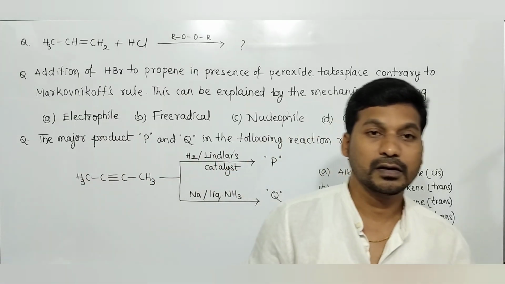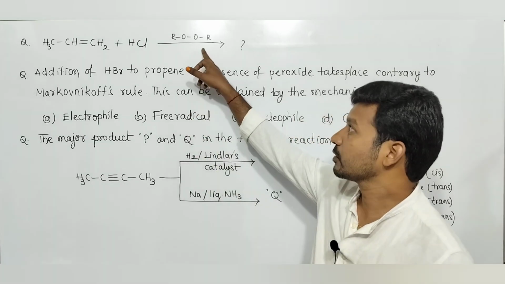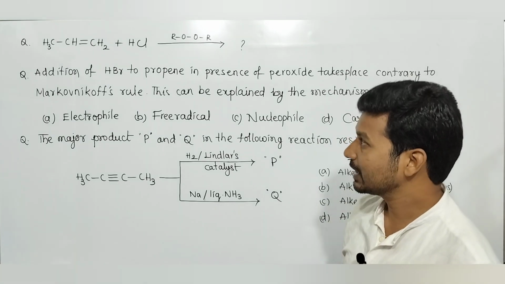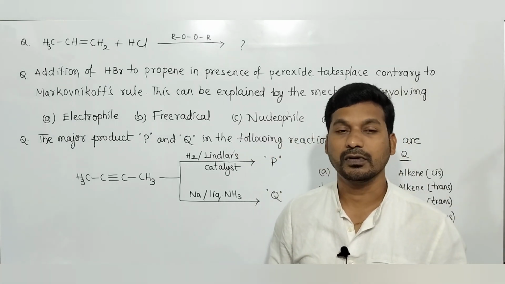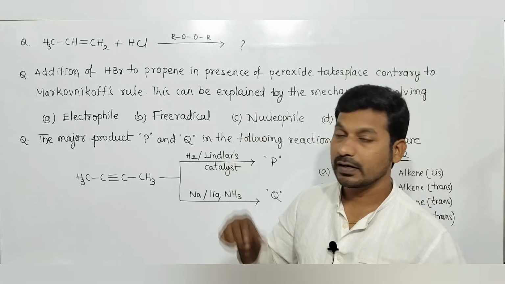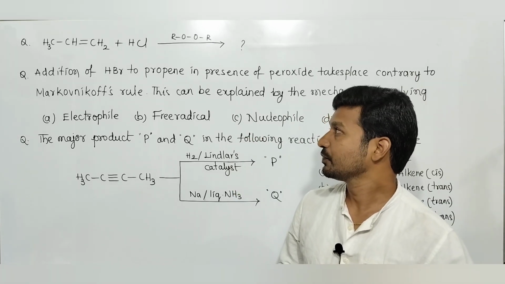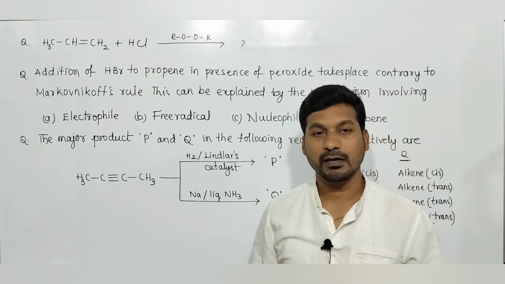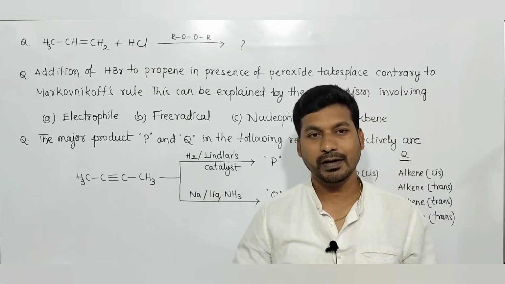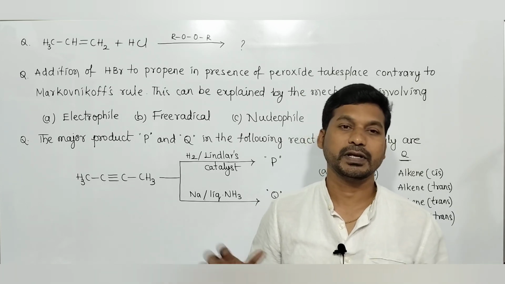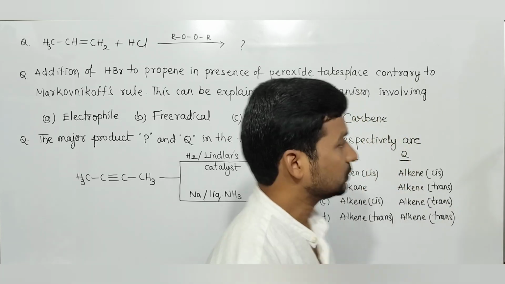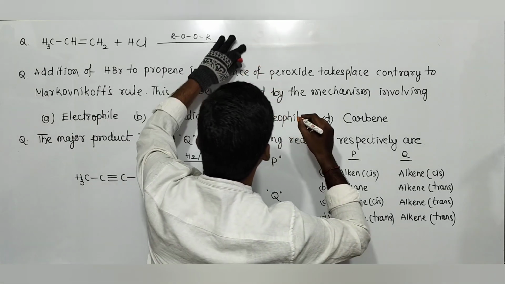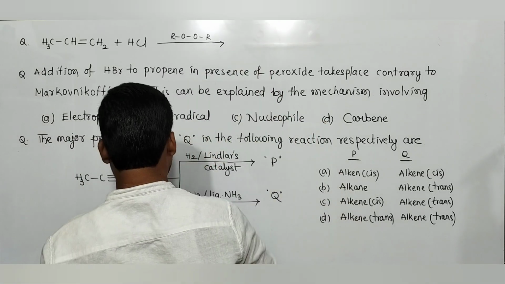Here we expect the anti-Markovnikov product because of the peroxide effect, the Kharash effect. But anti-Markovnikov's rule is not applicable here, because the peroxide effect is not present on HCl. The peroxide effect is only present on HBr, not on HCl, and not on HI also. So on HCl there is no peroxide effect. That's why the product is the Markovnikov product only, not the anti-Markovnikov product.